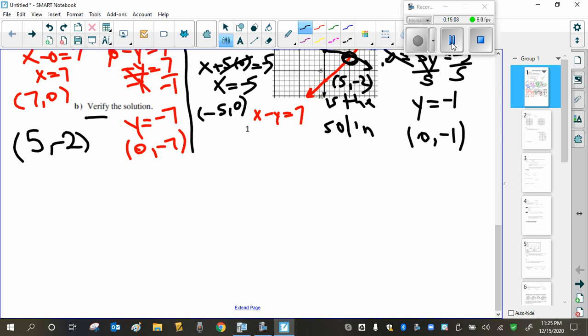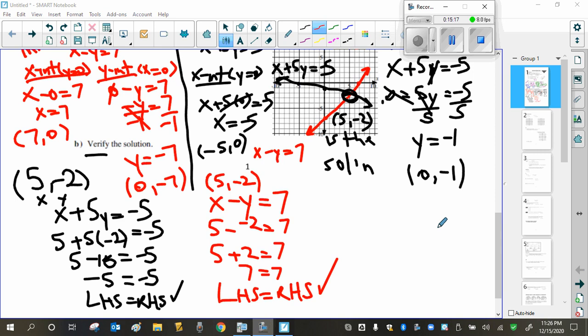All right, now pause it, do it, and then look at the answer. Okay, you can see 5, -2 does work on both lines. So you substitute in x and y, and then you calculate each side. You do not bring anything over to any other side. You calculate each side. You see what the left-hand side equals, and you see what the right-hand side equals. If they're equal, then the point is on the line.